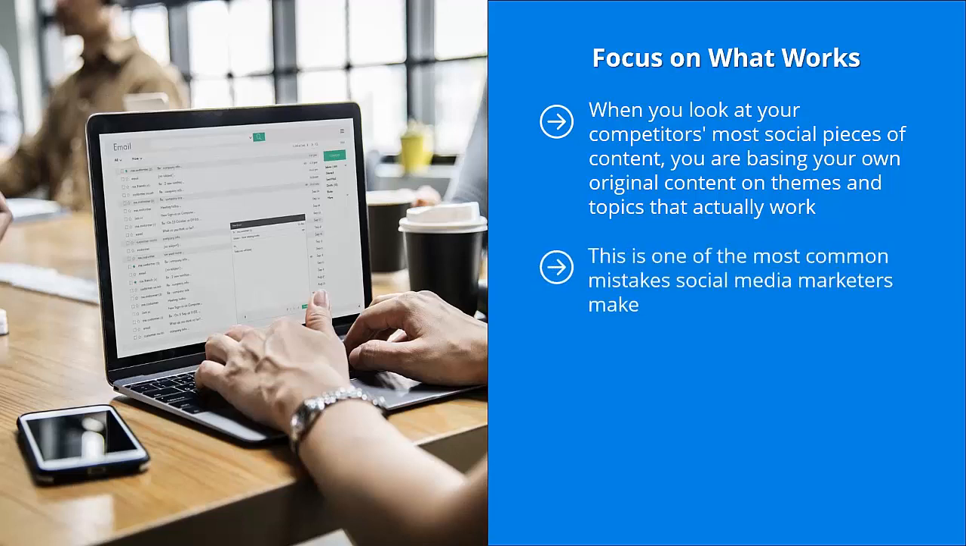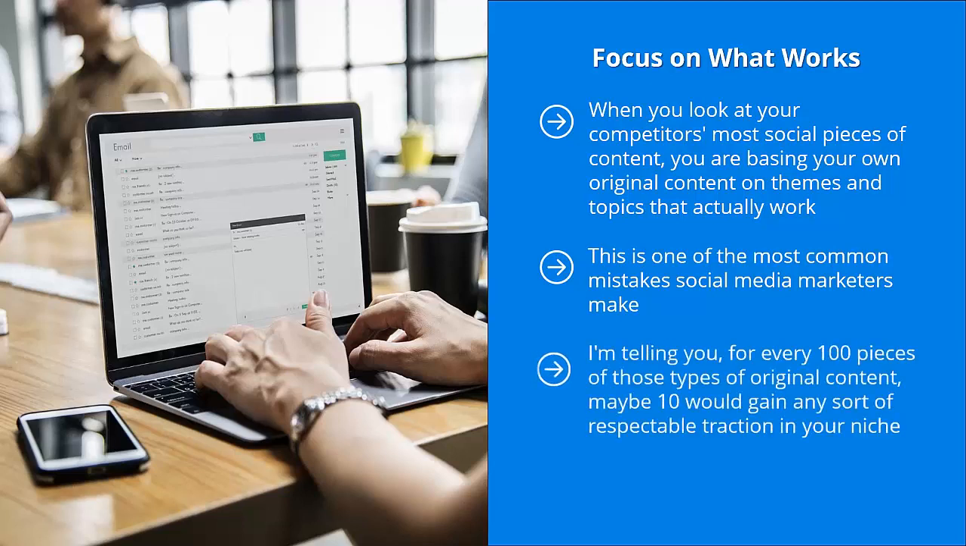This is one of the most common mistakes social media marketers make. They think that they have the best ideas regarding hot content in their niche, so they come up with all sorts of content that they think is just plain awesome, only to fall flat on their faces. I'm telling you, for every 100 pieces of those types of original content, maybe 10 would gain any sort of respectable traction in your niche. It's too expensive, and it burns too much time.